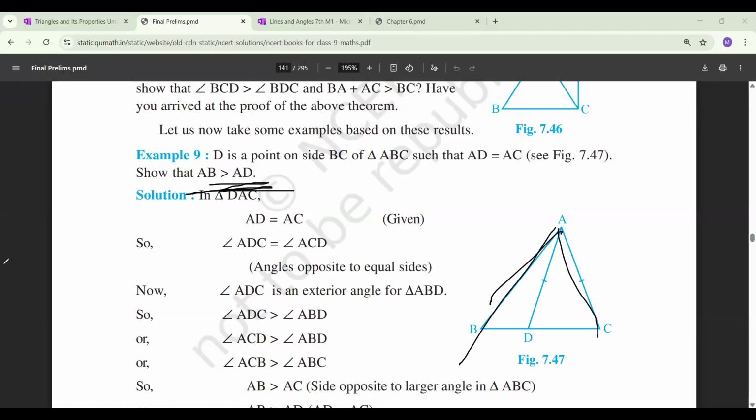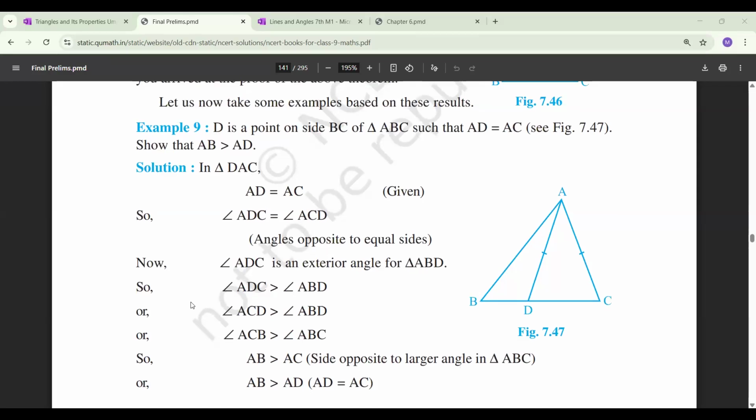Okay. See how are we gonna do this, guys? They have said that D is a point on this such that AD is equal to AC. Very simple. So we know if AD is equal to AC, then angle ADC would be equal to angle ACD, right? By angles opposite to equal sides are equal. We have studied this in the isosceles triangle theorem.